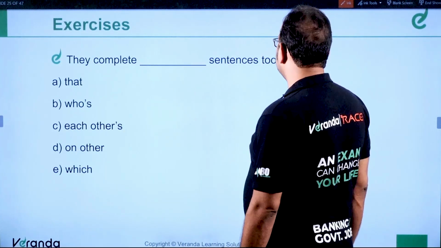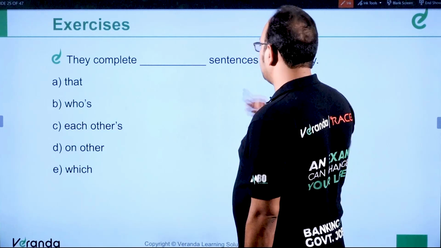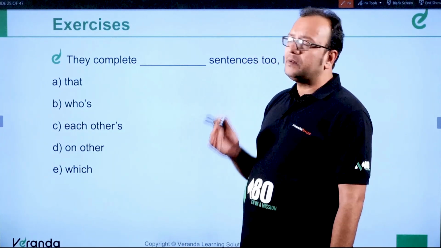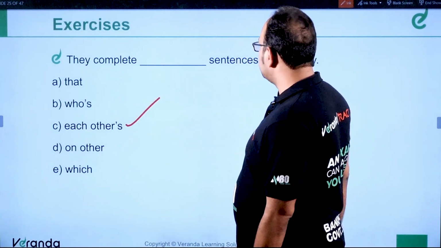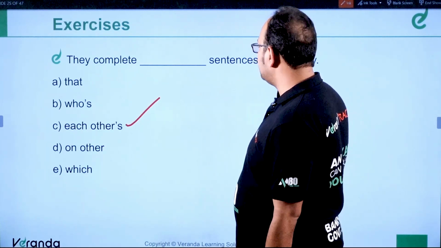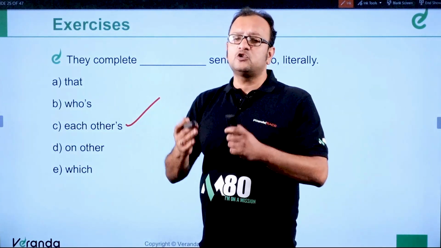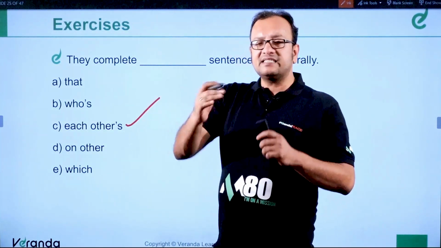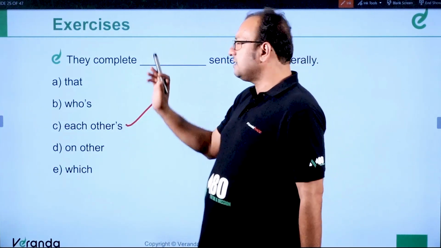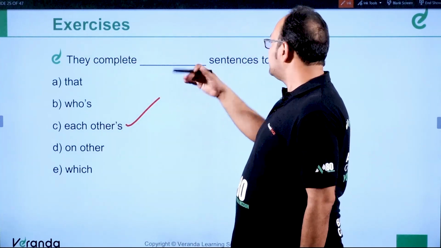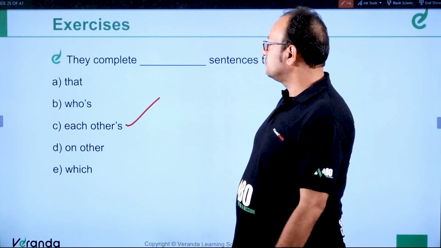They complete dash sentences too literally. Okay. Here it is not specified whether there are 2 people or more than 2. But the best option is this one. They complete one other's sentences too literally. That doesn't make sense. They complete which sentences? Whose sentence? So each other: let us assume that they are 2 people. So each other means one completes the sentence of the other. One person completes the sentence of the other. So in this way, each other is the best option available. They complete each other's sentences too literally. Literally means really, in fact. Moving ahead.